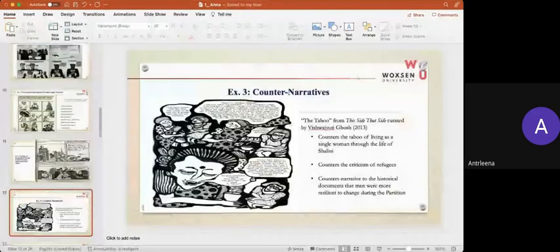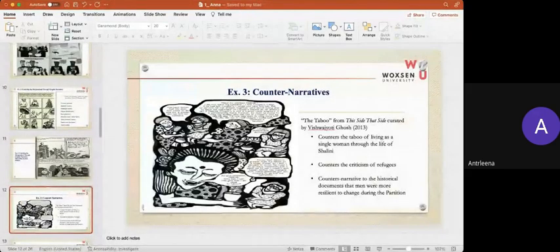Okay, so I'll give you another example, counter narrative. This is another story on partition, post-partition. This is from This Side, That Side by Vishwajyoti Ghosh, where there is this lady who makes a life for herself, even in a refugee camp, and moves out of the refugee camp. And through this story, the creators and the writers are trying to showcase that a single woman can survive no matter what. A single woman can build herself, rebuild herself, because in history you have this data.